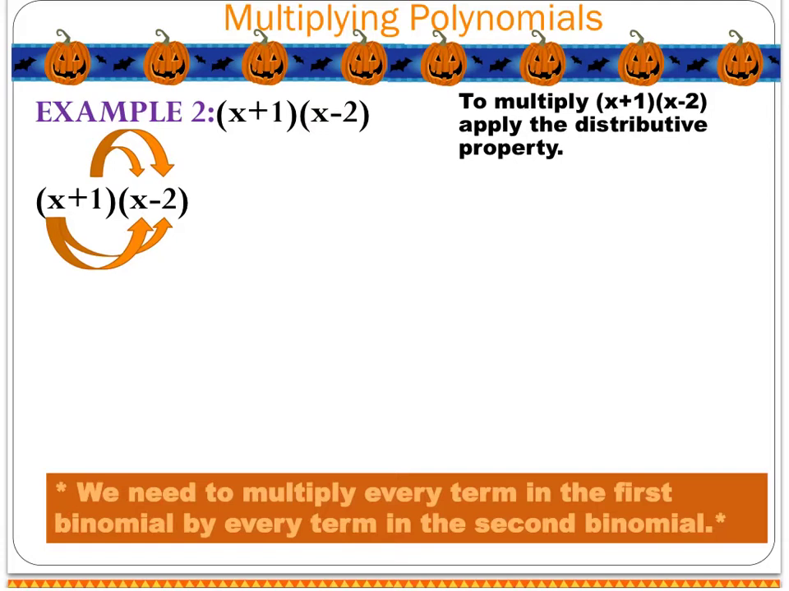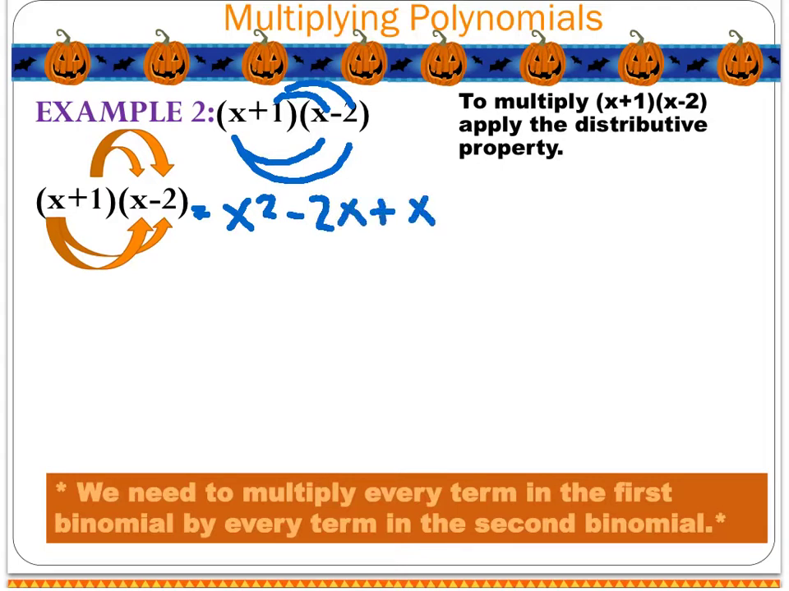How we do it is each of the terms in the first parenthesis needs to be multiplied by the terms in the second parenthesis. So x times x, x times negative 2, 1 times x, 1 times negative 2. So x times x gives me x squared, x times negative 2 gives me negative 2x, 1 times x gives me positive x, and then 1 times negative 2 gives me negative 2.